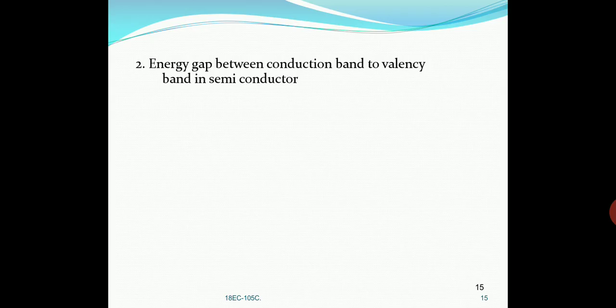Now what is the energy gap between the conduction band and the valence band in a semiconductor material? 1.1 electron volts, 0 electron volts, 10 or 15? How much is it? It is 1.1 electron volts. So a small energy is to be applied externally for the semiconductors to become conductors.